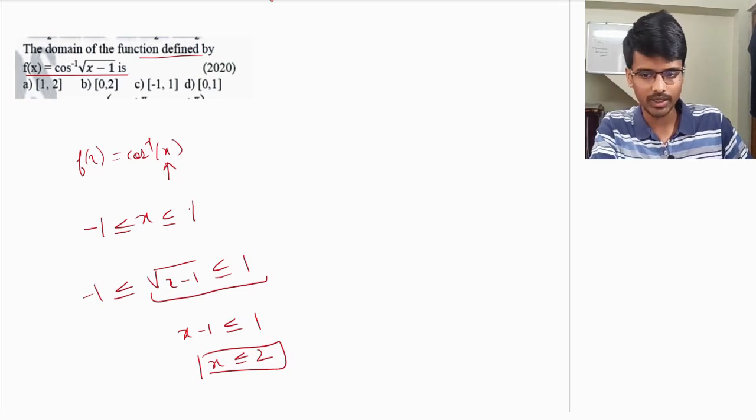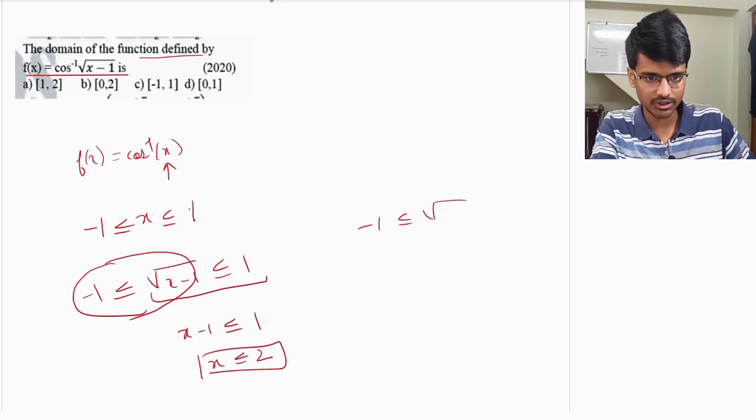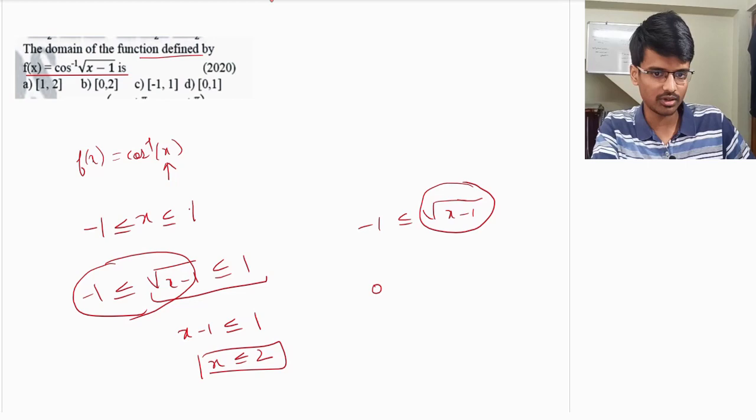It cannot be negative. So for this condition, look at this quantity: it will always be positive. That means I can replace minus 1 with 0, because it is never going to be negative. So this is nothing but root of x minus 1 greater than or equal to 0. Now squaring on both sides, I get x minus 1 greater than or equal to 0, so x greater than or equal to 1.